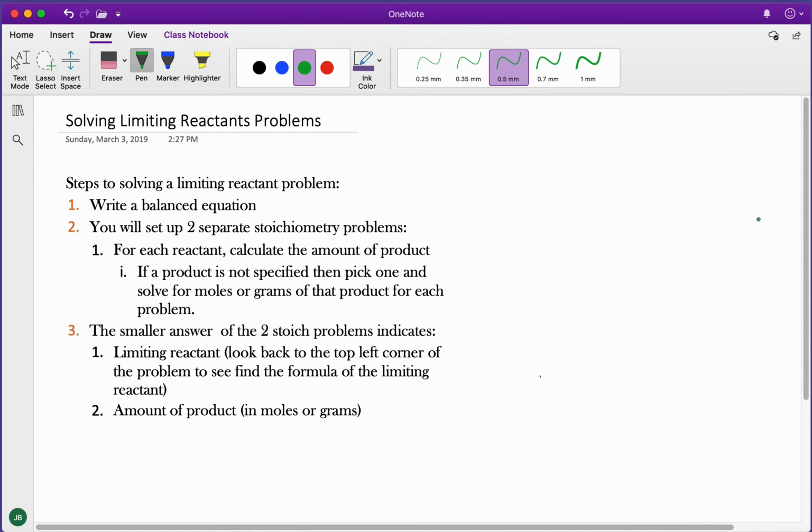Now, some of these problems are going to be mole-to-mole problems, and some of these are going to be gram-to-gram problems. And I'm going to solve an example of each one of those. The smaller answer of those 2 stoichiometry problems indicates, first of all, your limiting reactant. You're going to look back to that top left corner of your train tracks to find the formula of that limiting reactant, that limiting reagent. And your actual numerical answer is the amount of product that could be made. And once again, the problem will let you know if you should solve for product in moles or in grams.